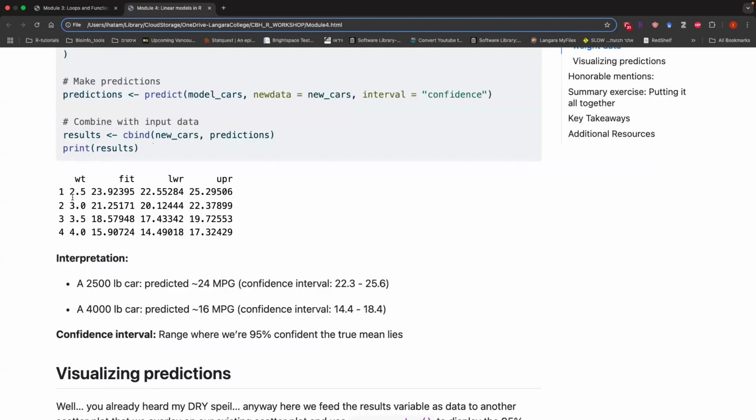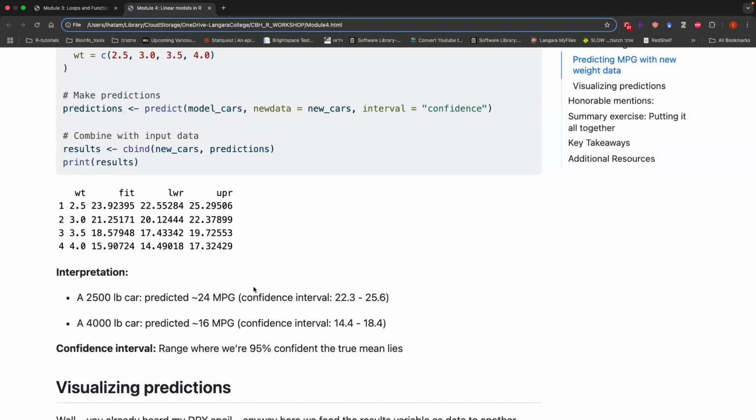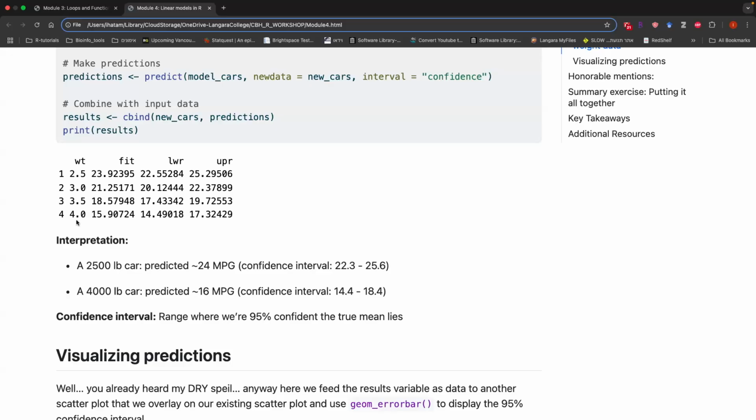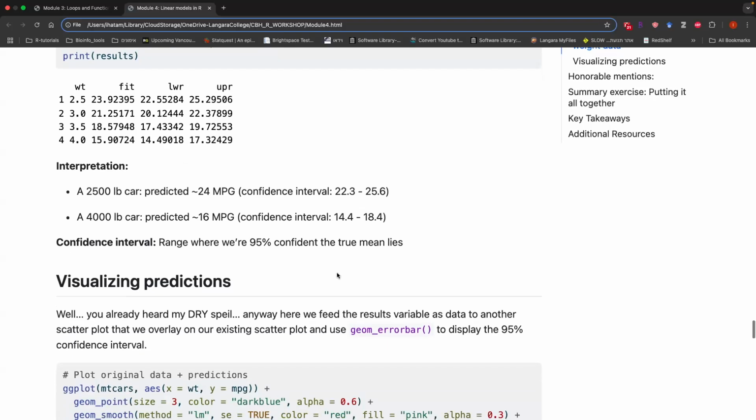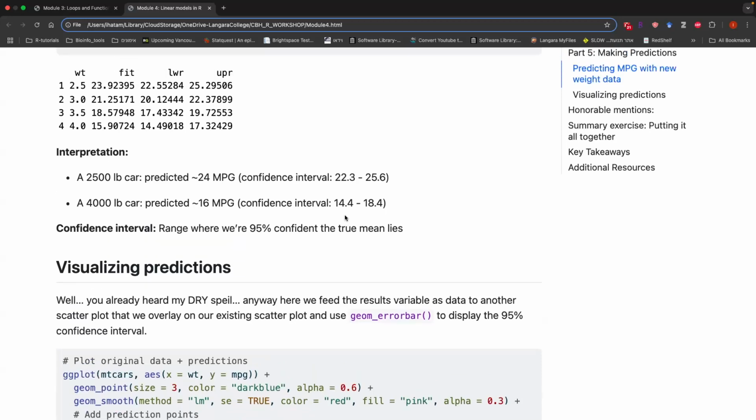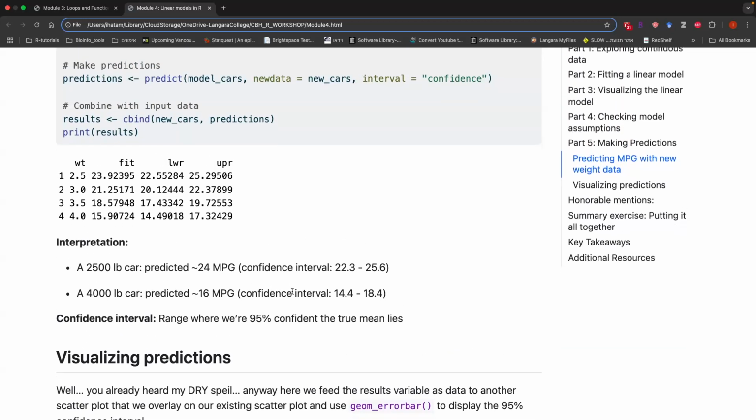results. And what it tells me is for a 2,500 pound car, the predicted MPG is around 24 miles per gallon, and confidence intervals between those ranges. And here we have a 4,000 pound car. I'm predicting around 16 miles per gallon, and these are my confidence intervals. So the range here is 95% confident. We are 95% confident of where the true mean lies.